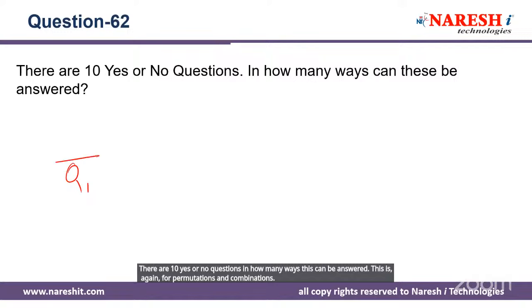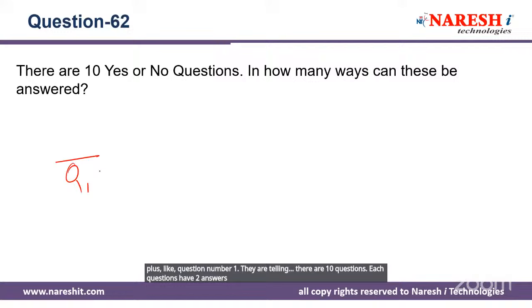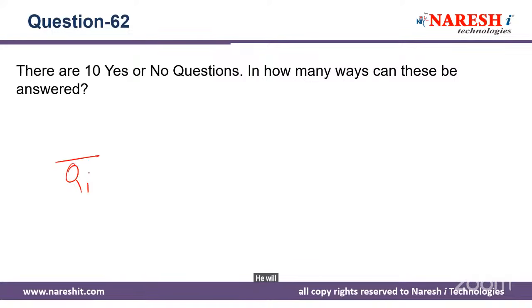First, write question number 1. They are telling there are 10 questions. Each question has two answers. So suppose a student has to answer the first question. He will select one answer out of how many answers? There are only two possible answers, either yes or no. He will select any one out of that.